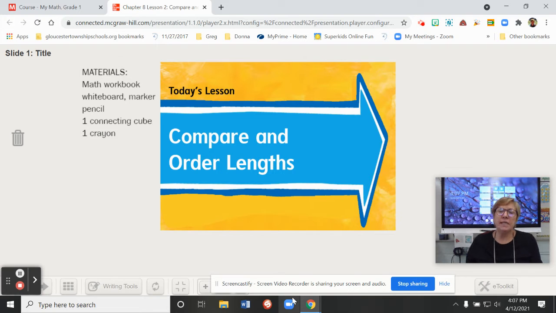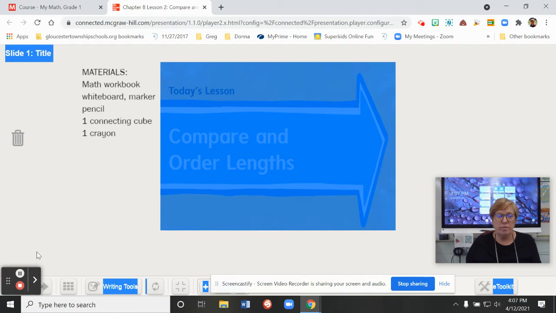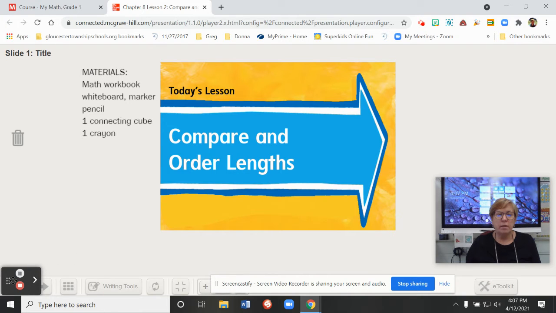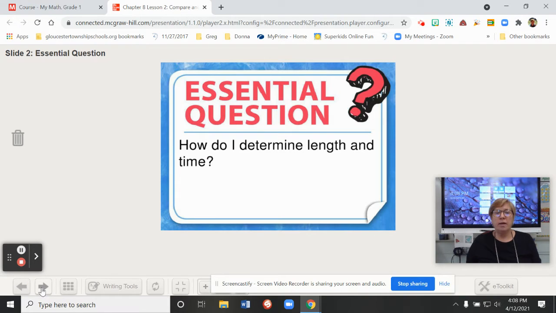All right, so today's lesson is compare and order lengths. Now, order in this case means putting them in the correct order that we want them to be, whether that's by using a word or moving them in place, okay? And again, our essential question for chapter 8 is how do I determine length and time?